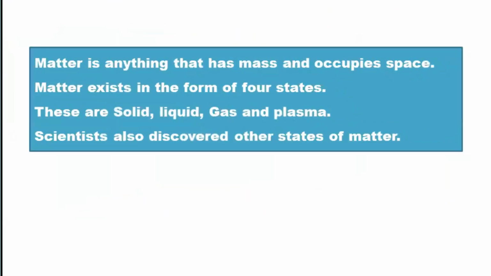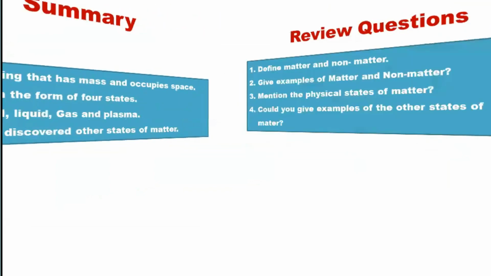Okay, let's summarize the main points about the physical states of matter. Matter is anything that has mass and occupies space. Matter exists in the form of four physical states. These are solid, liquid, gas, and plasma. Scientists also discover other states of matter.